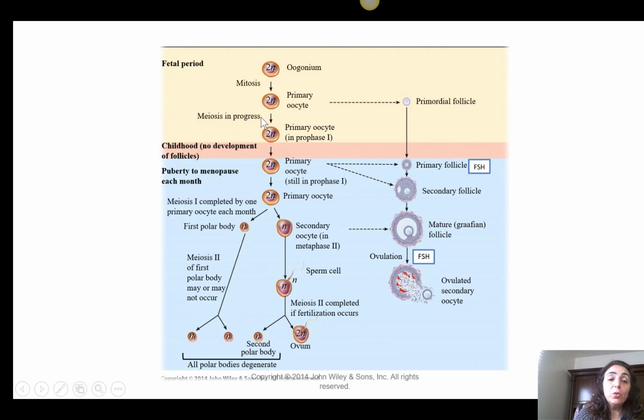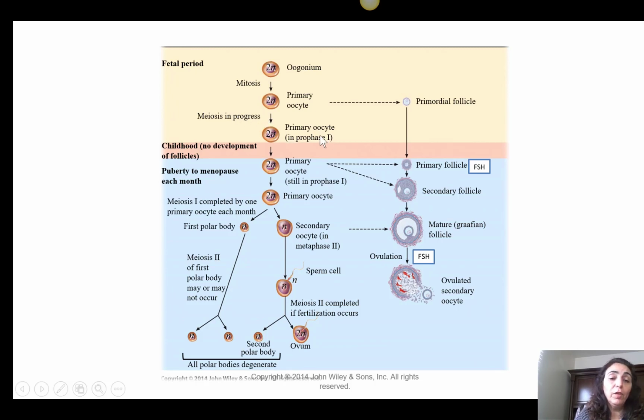Now, meiosis 1 is in progress. You remember the 4 phases of meiosis or mitosis, right? Both of them have 4 phases: prophase, metaphase, anaphase, and telophase, right? So in meiosis 1 we have prophase 1, metaphase 1, anaphase 1, telophase 1, right? Now, these primary oocytes entered meiosis 1 and they are in prophase 1.